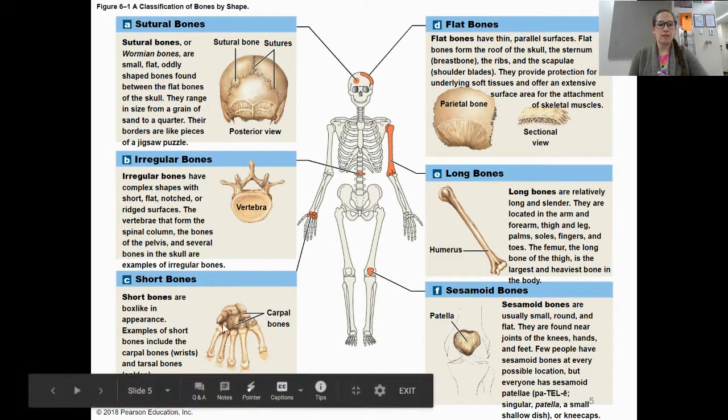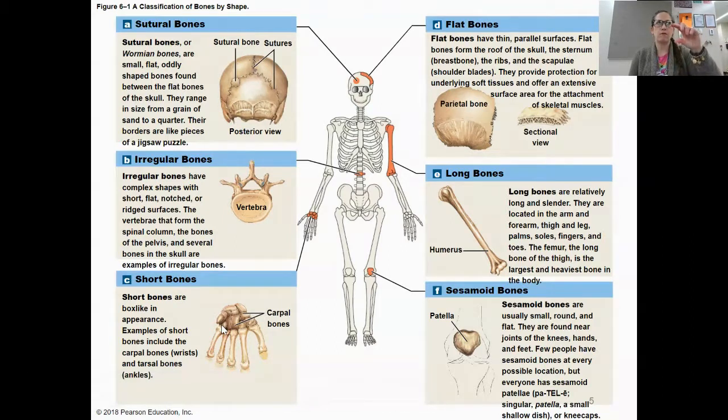Short bones are just exactly what they say. They're short, so they're kind of box-like in terms of their height and their width are sort of similar. And most of the short bones in your body are contained in your wrist. So those are called carpal bones, or in your ankle, which are called tarsal bones.